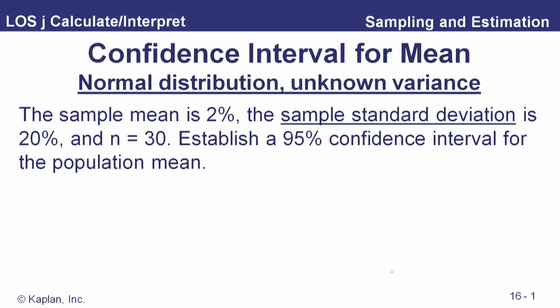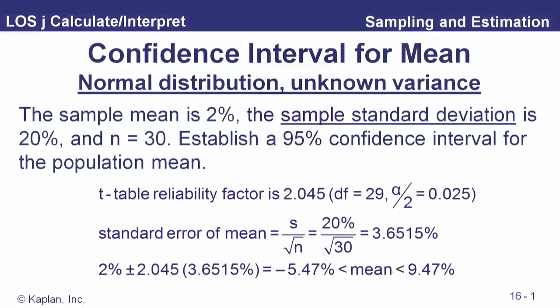Now we've got a normal distribution with unknown variance. Our sample mean is 2%, sample standard deviation is 20%, and n equals 30, our sample size. Now we want a 95% confidence interval for the population mean. So we're going to take the mean, because it's 95%, we're going to go 1.96 standard errors either side of that to get our 95% confidence interval. But we can also do this with a t-distribution, because our sample size is kind of right on the line.